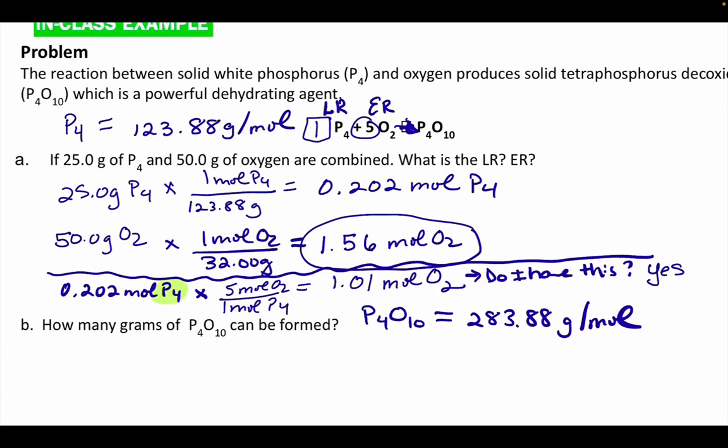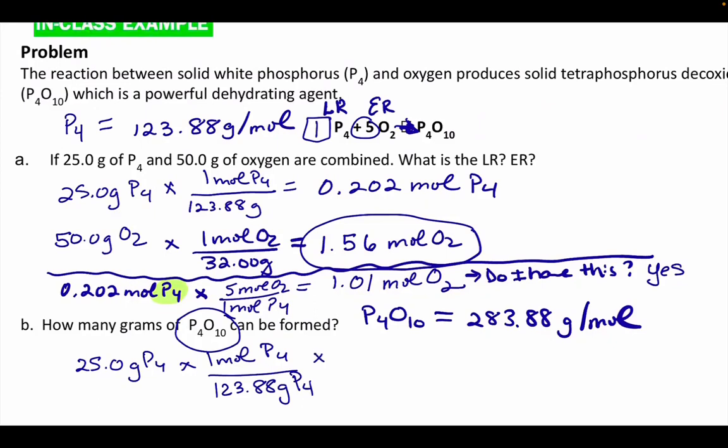So once I know which one is the limiting, then that's the one I'm going to use to determine this problem. So anything else other than determining the limiting, you're going to start with the limiting reactant. So the limiting reactant was the P4. So I'm going to start with gram again. If you wanted, you could start with your moles up above. Either way is fine.